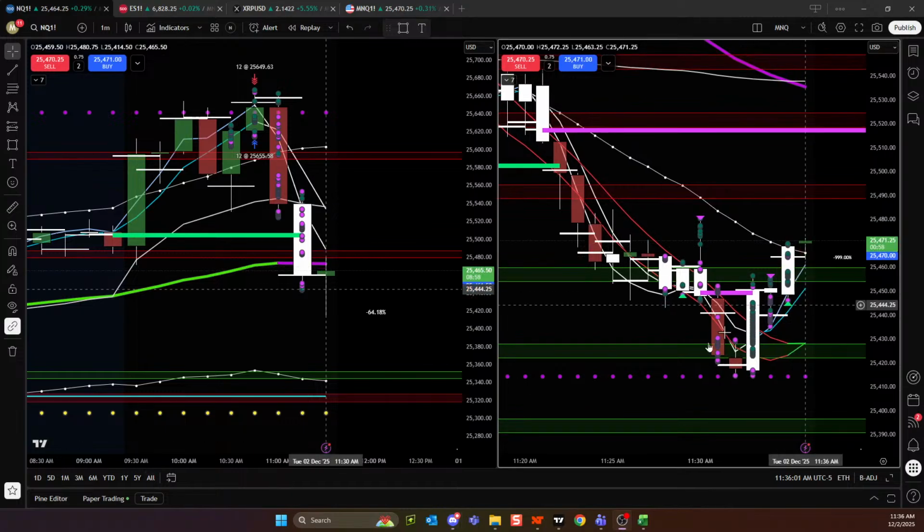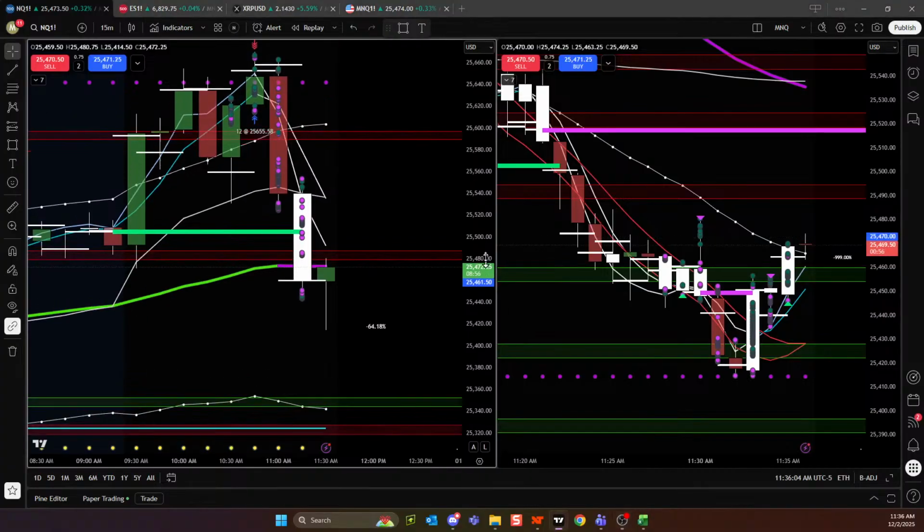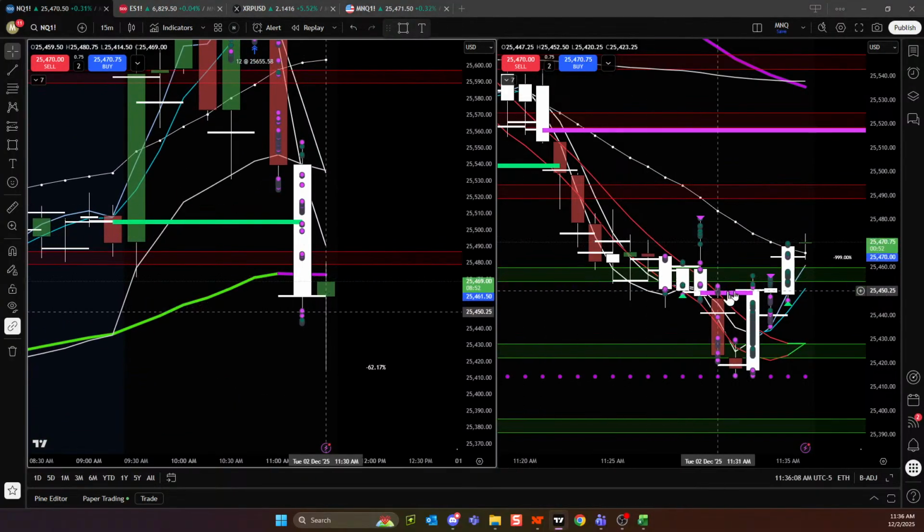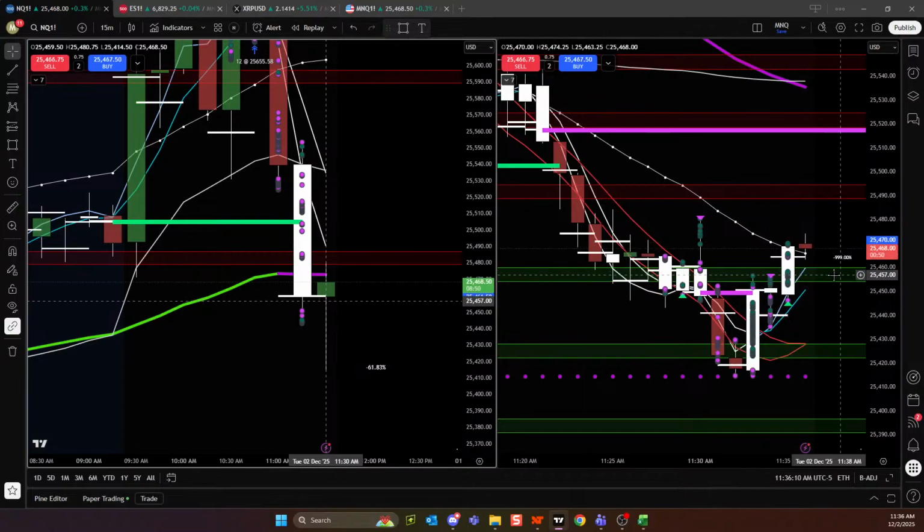Back. There's our pullback. Down, strong. That qualifies as a pullback to a zone. What are we waiting for? What do we need to have rules met?